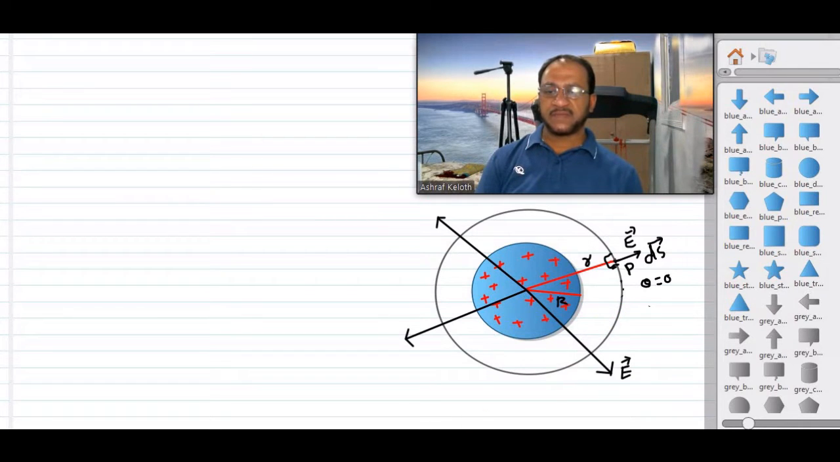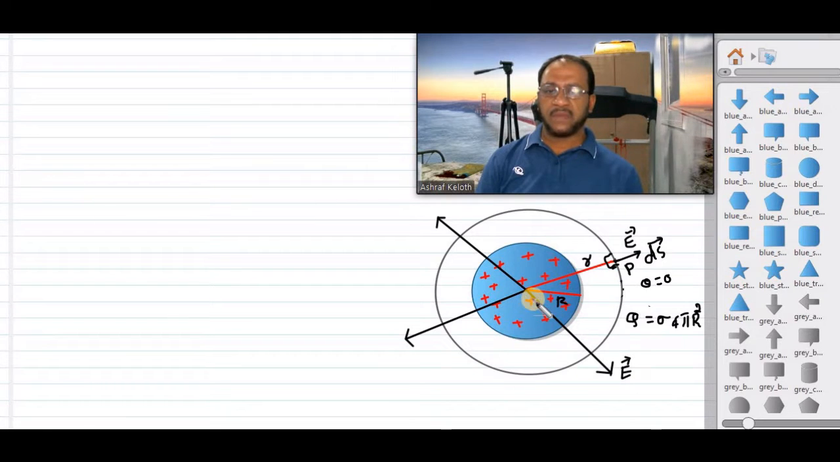The next point is inside this imaginary Gaussian surface. What is the total charge inside this Gaussian surface? Q equal to sigma into 4 pi capital R square. Got the point?